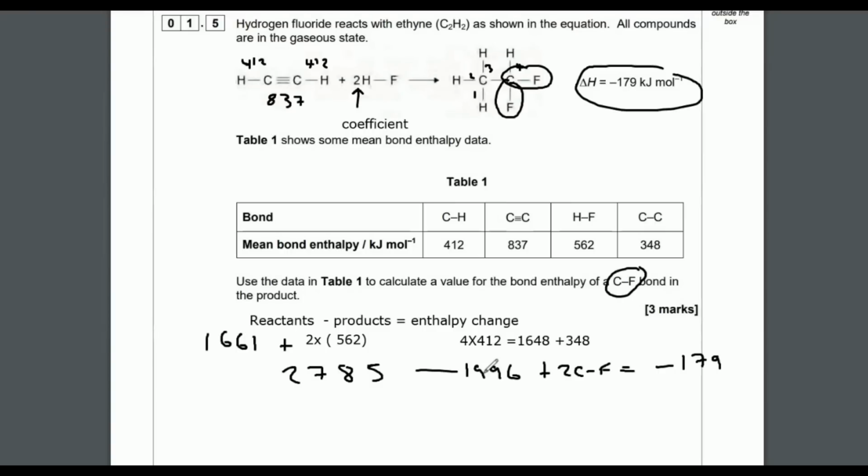Now we need to simplify. So let's start off by taking, we want to simplify. Let's take away 2785 from each side. So I can get rid of the 2785. First of all, I'm going to minus 2785 from both sides of the equation. And what's that going to give me? Smash it in the calc.